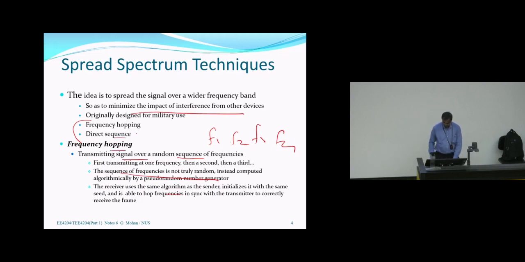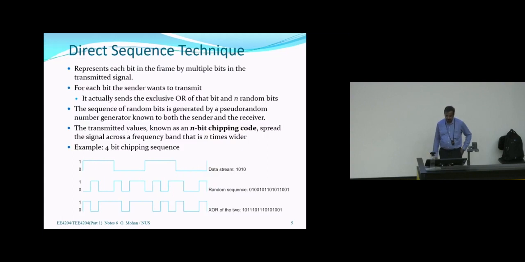There's another method, the direct sequence method. In the direct sequence method, each bit is replaced by multiple bits, and accordingly the frequencies will be spread or become wider. Maybe I can explain this with an example. For each bit which you want to transmit, it's replaced by a group of bits, and how it's replaced is based on a random sequence.